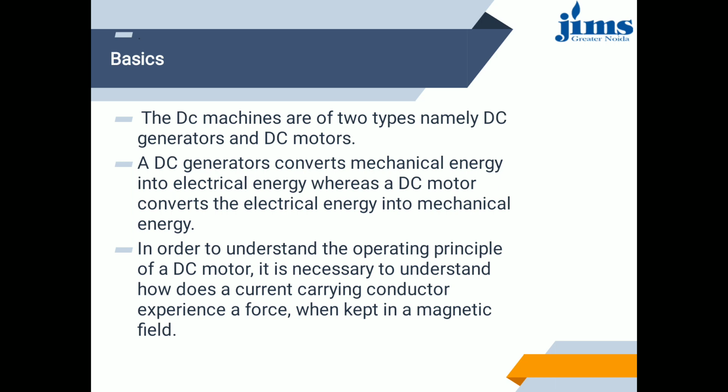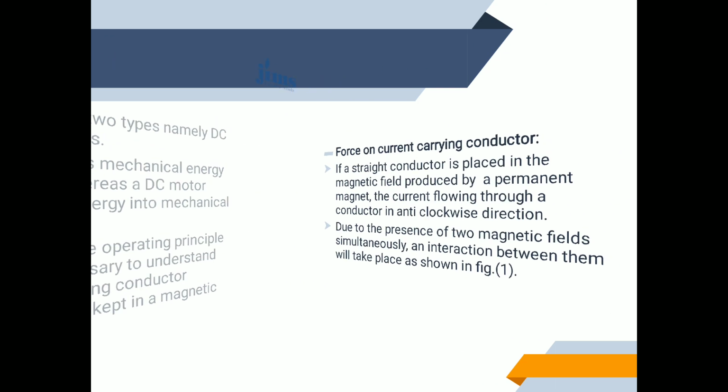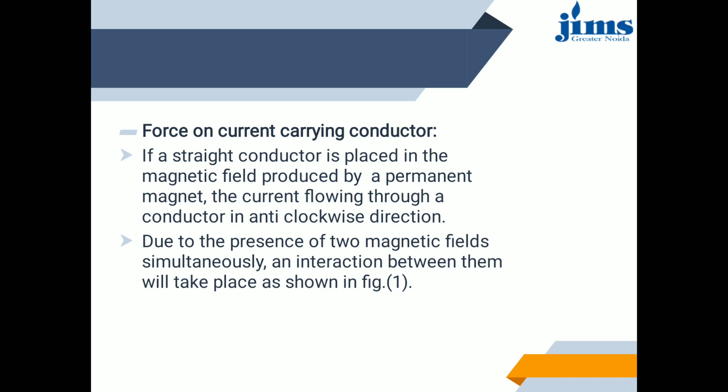The DC machine are mainly two types, namely DC generator and DC motor. A DC generator converts mechanical energy into electrical energy, whereas a DC motor converts the electrical energy into mechanical energy. In order to understand the operating principle of DC motor, it is necessary to understand how does a current carrying conductor experience a force when kept in a rotating magnetic field.